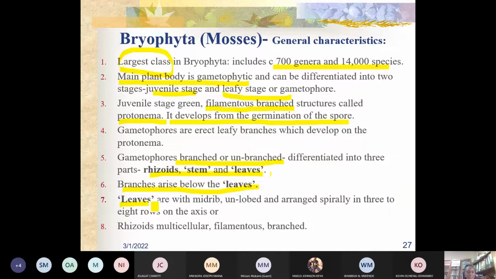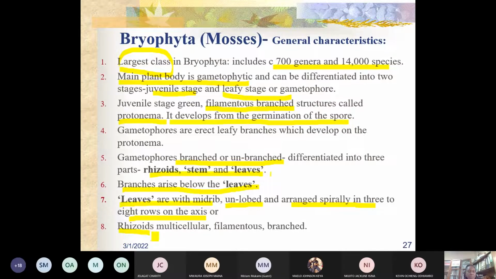So the leaves have midribs. They are unlobed. They don't have lobing. The edge of the leaf is not lobed and is usually arranged. Each leaf is arranged in a spiral manner. So they have about 3 to 8 rows on the axis. So you get a spiral leaf arrangement.